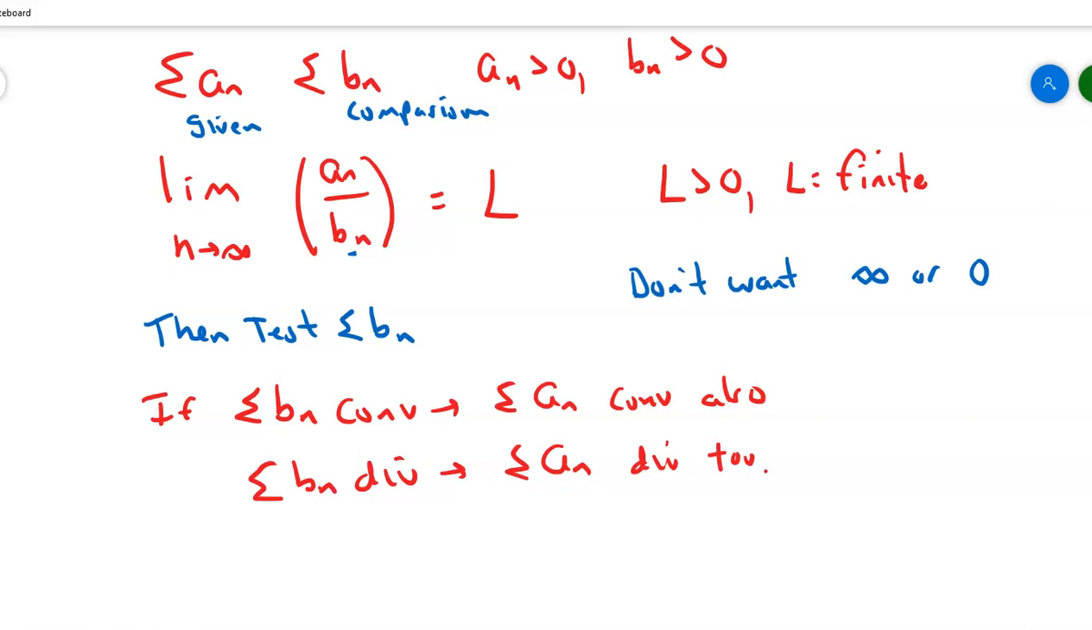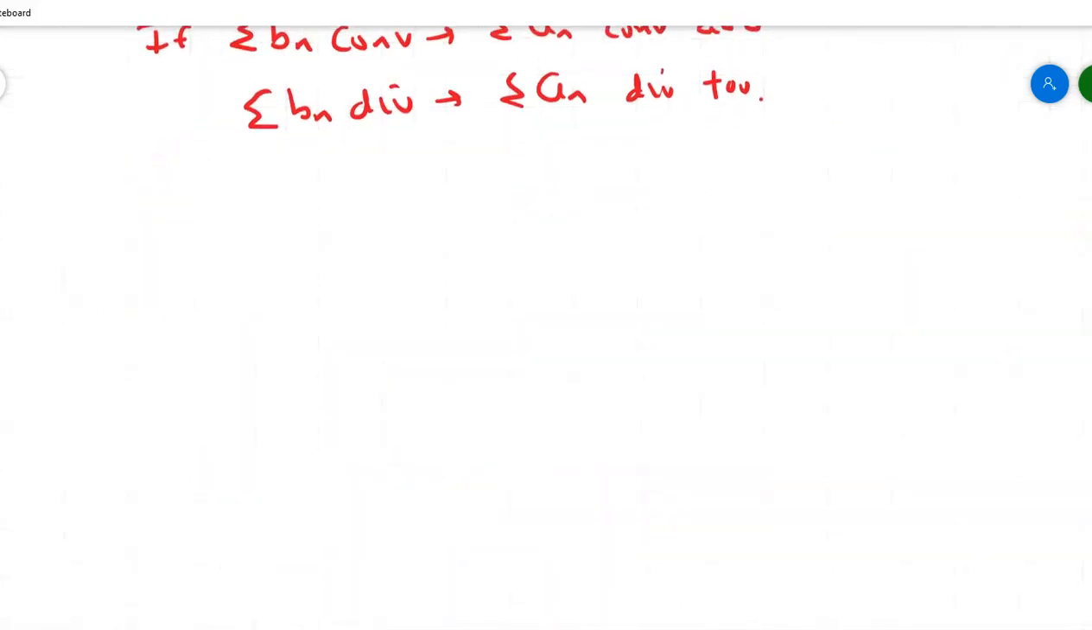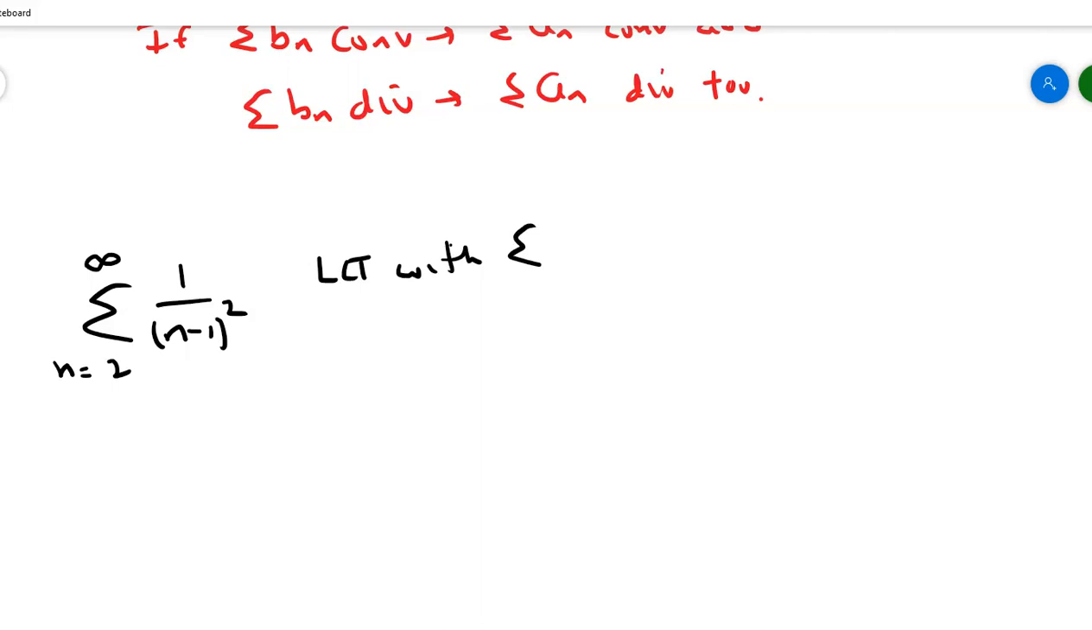diverges too. All right, let's go back to my example that I had with the 1 over n minus 1 squared. So I'm going to look at the sum of all the 1 over n minus 1 squared, starting at 2 to infinity. Let's try the limit comparison test with 1 over n squared, right? So using the terminology above, this thing is my b sub n, that's my a sub n.